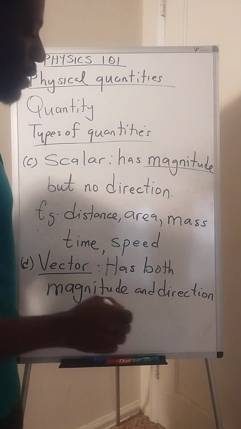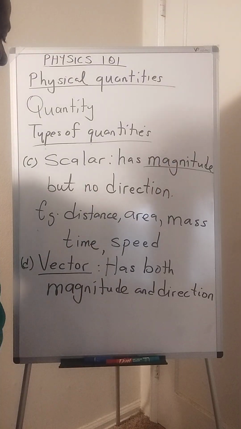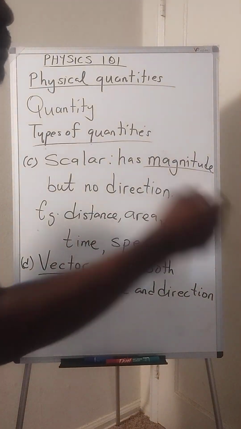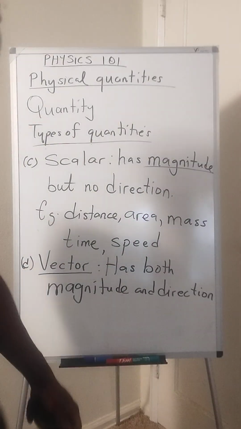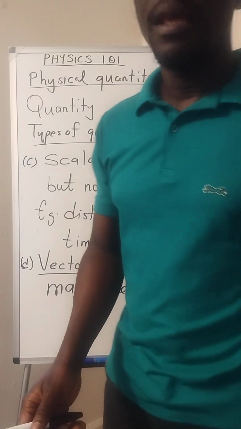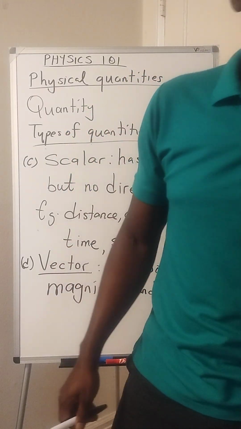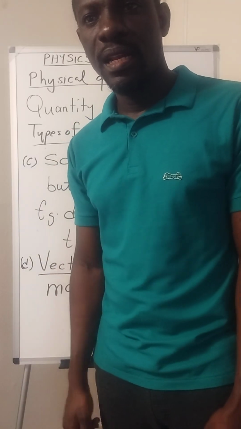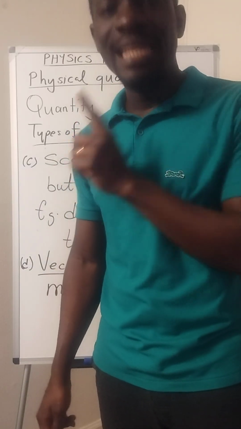Okay? Has both magnitude and direction. And so, going back to the previous example, I said 10 meters. But if I say 10 meters north, now we know where I'm heading to, right? If I say 5 miles east, then you know what I'm talking about. It's not any direction, not anywhere, but in the east direction.